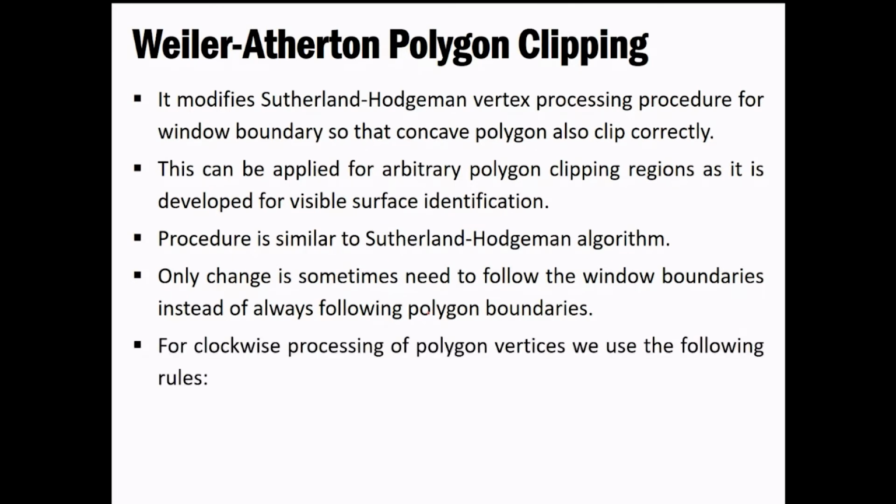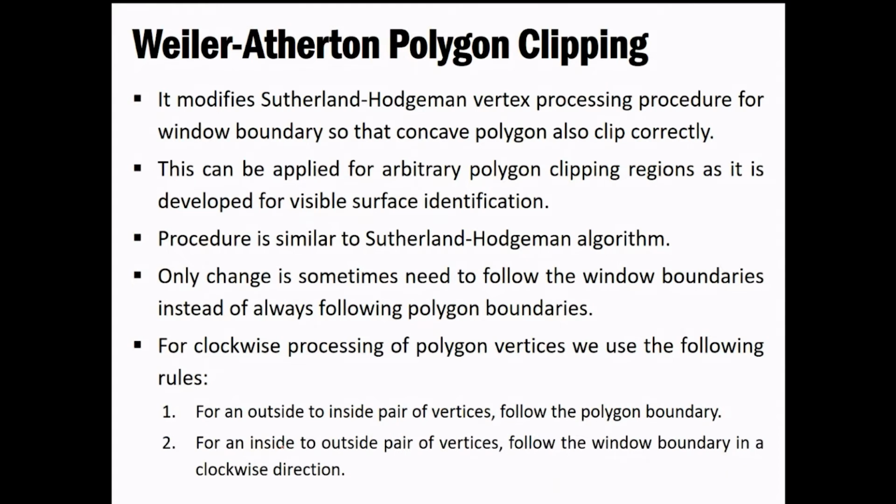Now, for clockwise processing of polygon vertices, we use the following rules. Which are the two rules that we have? For an outside to inside pair of vertices, follow the polygon boundary. Keep this in mind. But for an inside to outside pair of vertices, follow the window boundary in a clockwise direction.